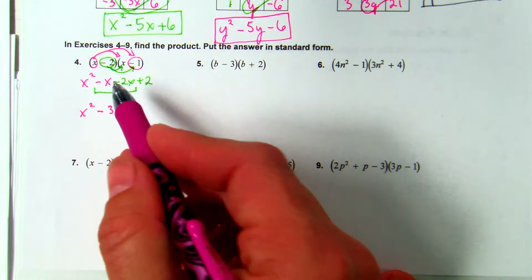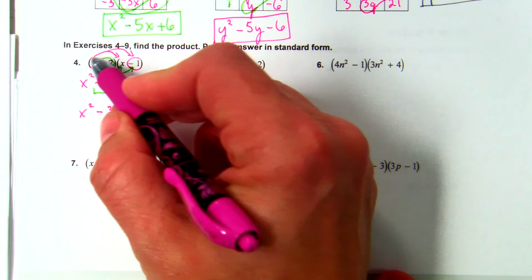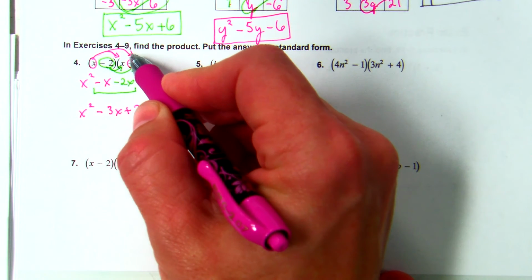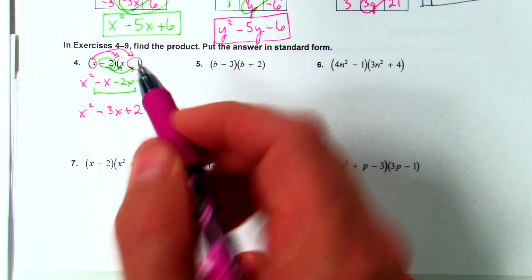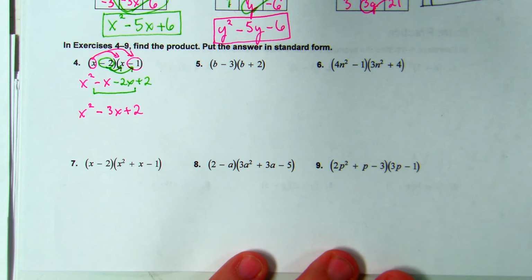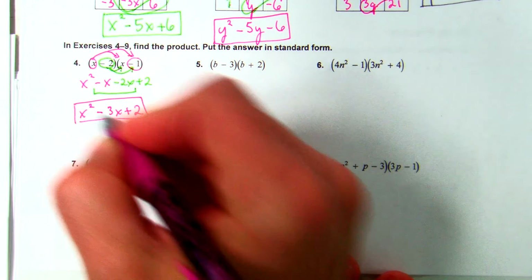Again, we could have built the table. We could have actually called this the FOIL method because we did the first term, then we did the outside terms or outer terms, then we did the inner terms, and then we did the last terms. But we just know it by distribution, and that's what we did. And so we got the answer. All right, and that is in standard form there for number 4.